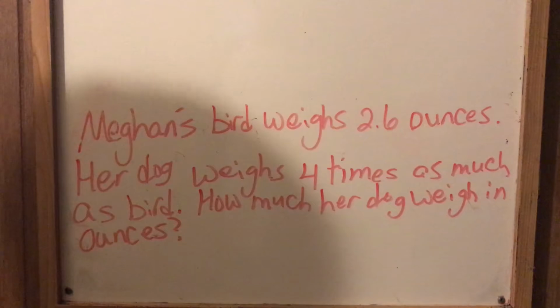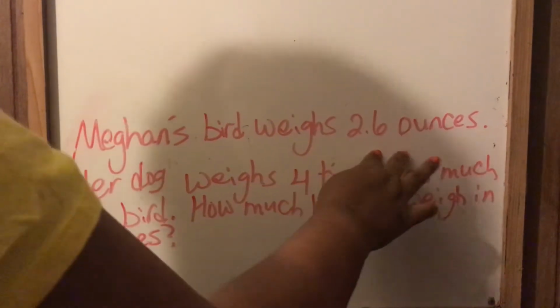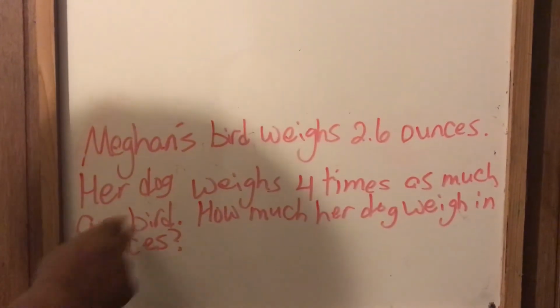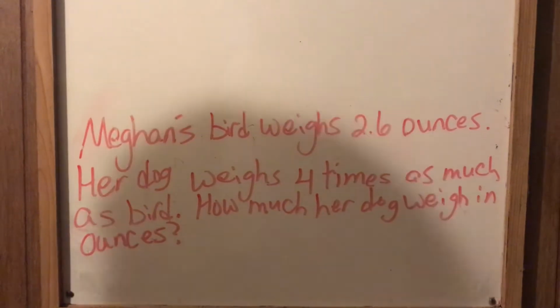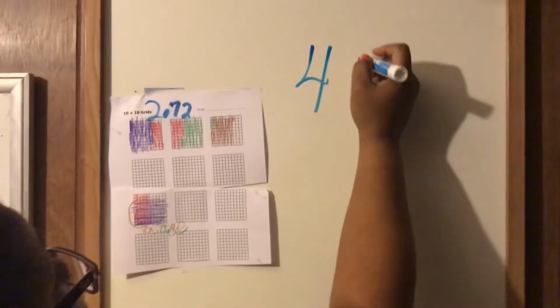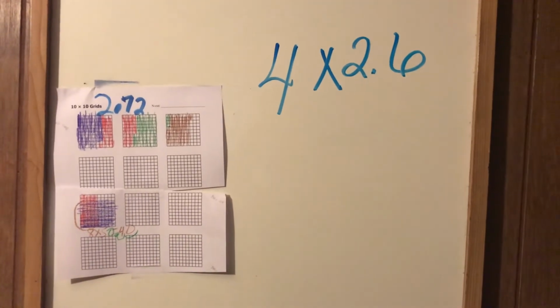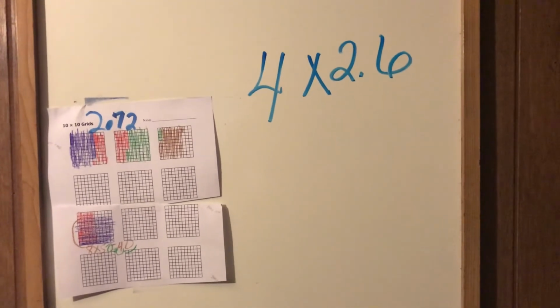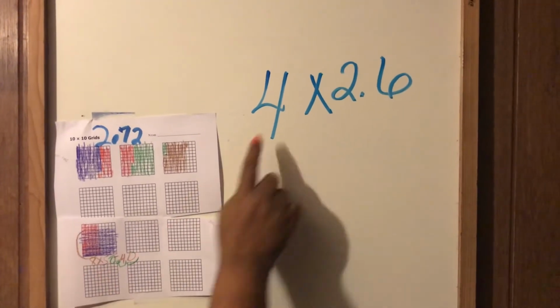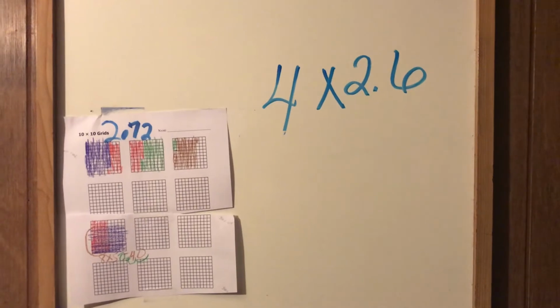So again, this tells me what? I have 2.6 ounces, her bird's weight. Her dog weighs 4 times as much. So I have 4 of 2.6 ounces. So I need to go ahead and create that. I need to create 4 groups of 2.6.